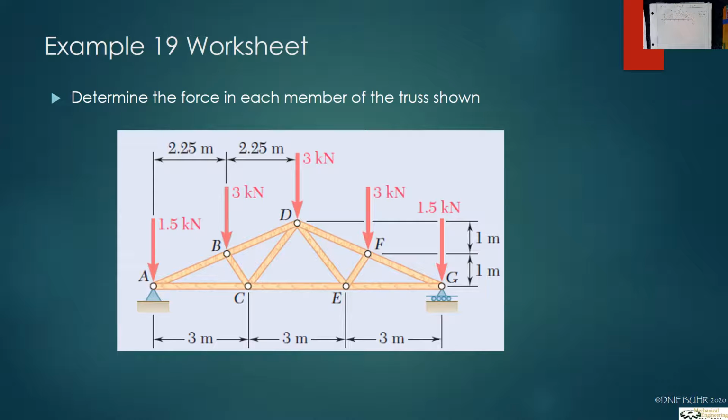You'll notice that it's 9 meters wide, and then it's divided in three pieces on the bottom and 4 pieces on the top with the respective loads. And it's 2 meters tall.